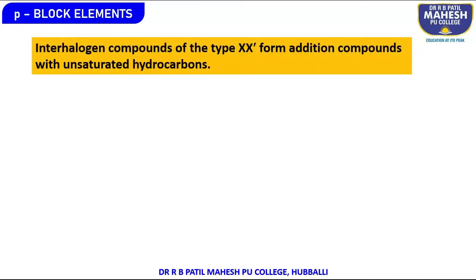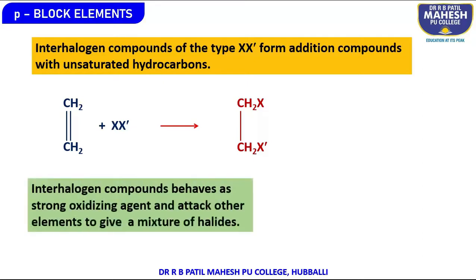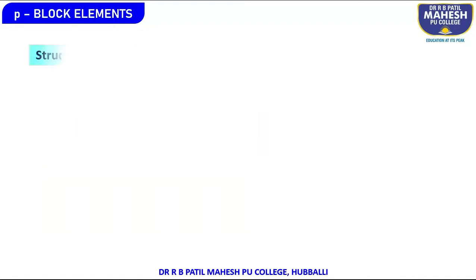Interhalogen compounds of the type XX dash form addition compounds with unsaturated hydrocarbons. For example, when ethene reacts with XX dash, we are going to get an addition product. Interhalogen compounds behave as strong oxidizing agents and attack other elements to give a mixture of halides.